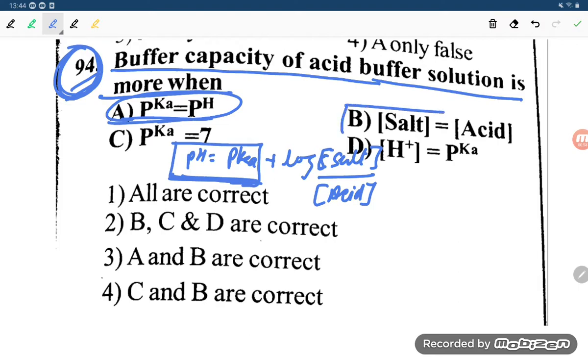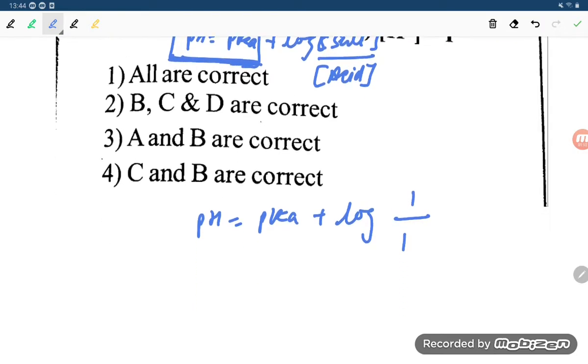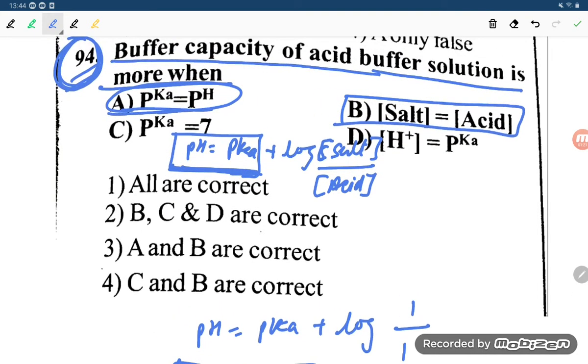have salt concentration equal to acid, so we can write pH is equal to pKa plus log of salt concentration 1 and acid concentration 1. So we can write pH is equal to pKa plus log 1, value 0. So this will be the highest, buffer capacity will be highest.